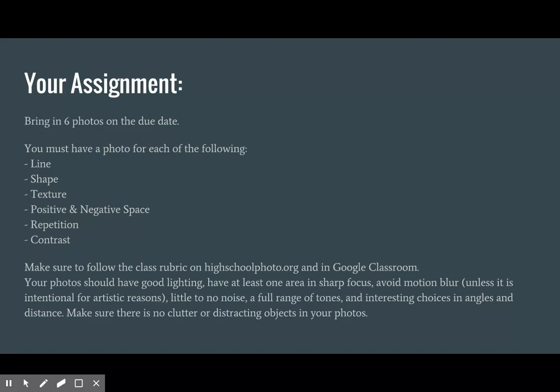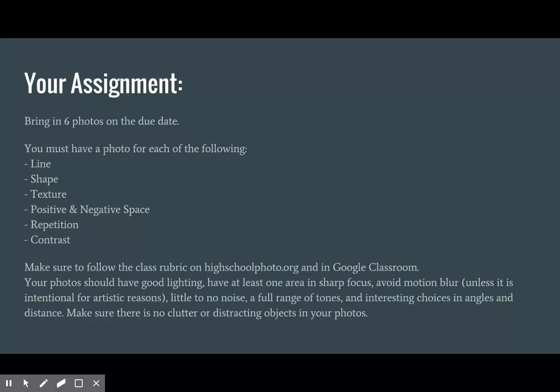So make sure you look at the class rubric on highschoolphoto.org or in Google Classroom. Your photo should have good lighting, have at least one area in sharp focus, don't have motion blur, so don't move your camera around, keep it nice and steady. There shouldn't be any noise. You should have a nice full range of tones, whether it's black and white or color.